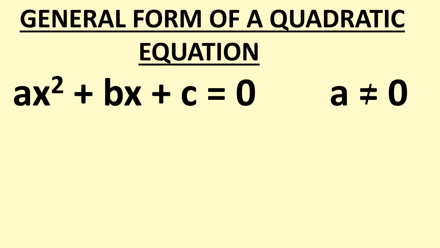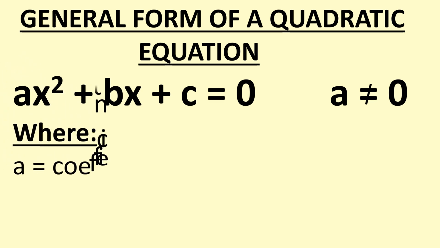We need to take note that a must not be equal to 0, because if a is 0, then ax squared becomes 0, and we'll be left with bx plus c is equal to 0. And that will now make it a linear equation. It is a quadratic equation because the highest power of the variable, in this case x, is 2. And for it to remain a quadratic equation, a must not be equal to 0.